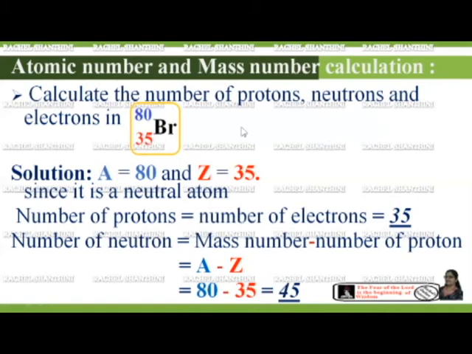Now let us calculate the number of neutrons. Mass number is equal to the number of protons plus the number of neutrons. So from this expression, we can calculate the number of neutrons. To find the number of neutrons, we have to deduct the number of protons from the mass number. The mass number A equal to 80 and the number of protons, that is the atomic number Z, equal to 35. So 80 minus 35 gives 45, which is the number of neutrons present in this element.